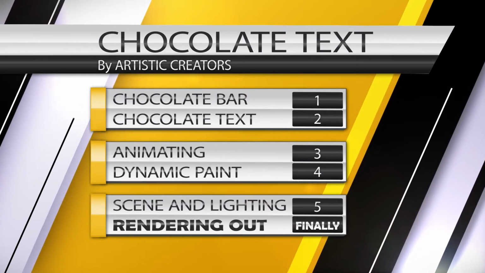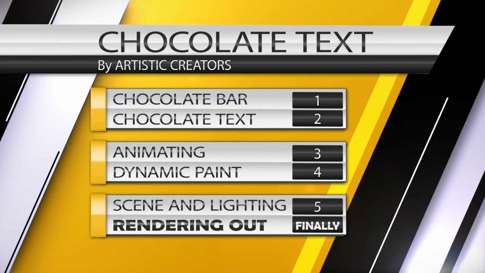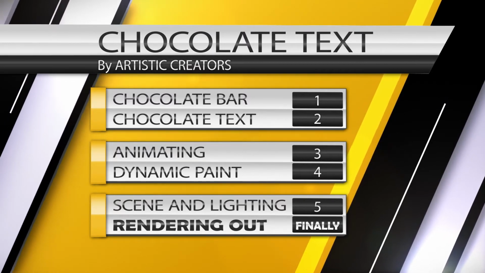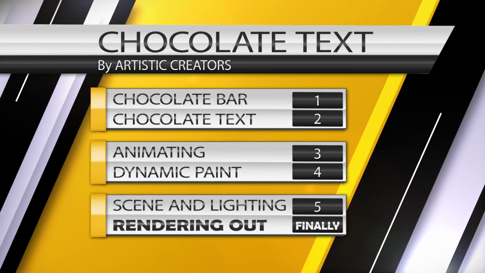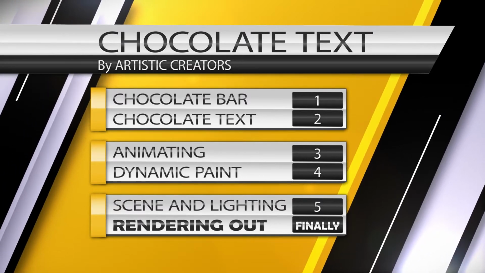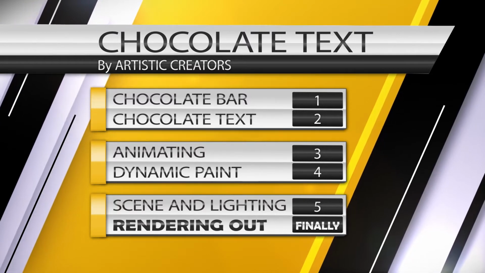So this animation is divided into 5 parts. In the first part we'll be creating the chocolate bar, then we'll be creating the text, then we'll be animating the text, then we'll be setting up the dynamic paint for the chocolate wave effect, and then we'll be adding the camera, materials, background and lighting. So let's start.